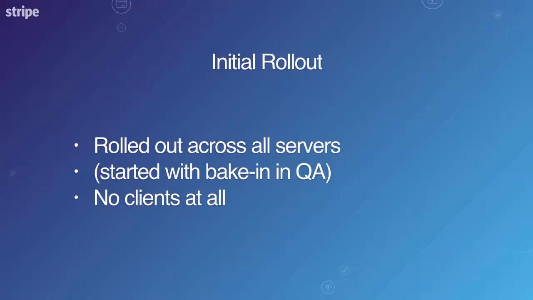So we started by doing some test rollouts. We rolled out Consul across all of our servers. We started with a rollout in our QA environment. We just verified that the agent would run everywhere and talk to each other, and the Raft cluster would elect a leader, and we poked at some things by hand. We had no dependencies on it at all initially. It was just like, let's get it running. Let's observe it in a low-stress environment.